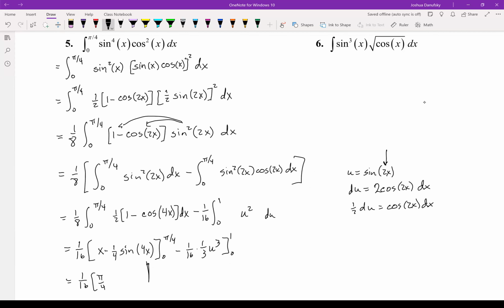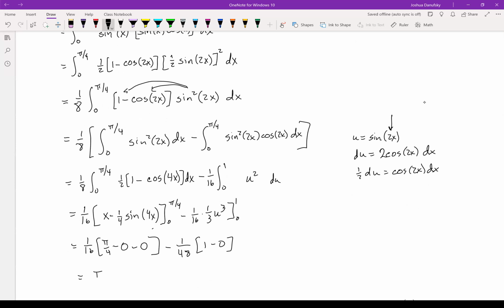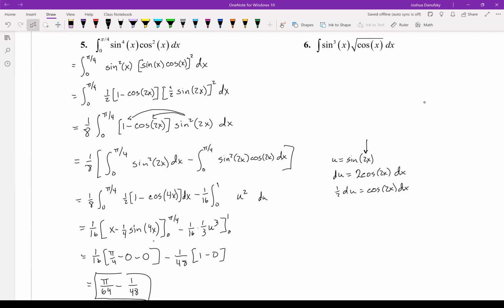Plugging in pi over 4 right there, we're going to get the sine of 4 times pi over 4, which is sine of pi, which is 0. So that's going to just be minus 0. And then, of course, plugging in 0 for everything, we get another minus 0. So that's done. Minus 1/3 times 16 is 48. And we end up with 1 to the third minus 0 to the third. So when all's said and done here, we get pi over 64 minus 1/48. And we have it. We could make a common denominator and subtract. That's fine. Or leave it there.